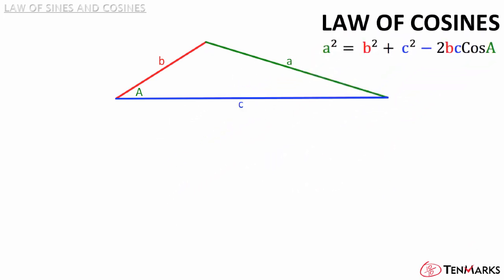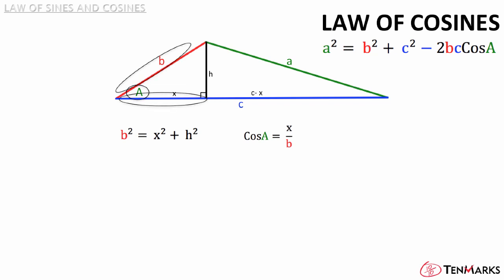The first step to proving the law of cosines is to create a right triangle so that you can start with the Pythagorean theorem. To do this, draw an altitude with height h and call the 2 new segments of side C x and C minus x. Note that b squared, which is the hypotenuse of the smaller right triangle, equals x squared plus h squared by the Pythagorean theorem. And cosine of A is equal to the adjacent over the hypotenuse, which is x over b. This can be rewritten as x is equal to b times cosine of A.